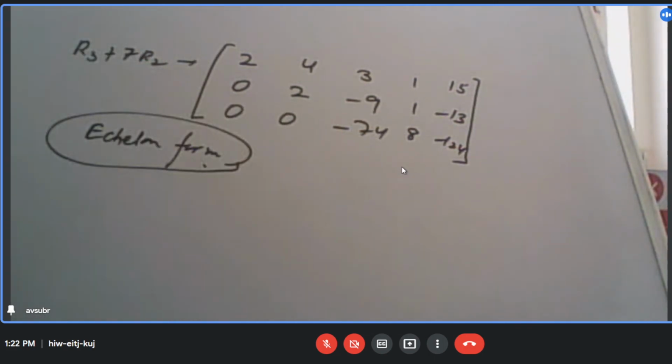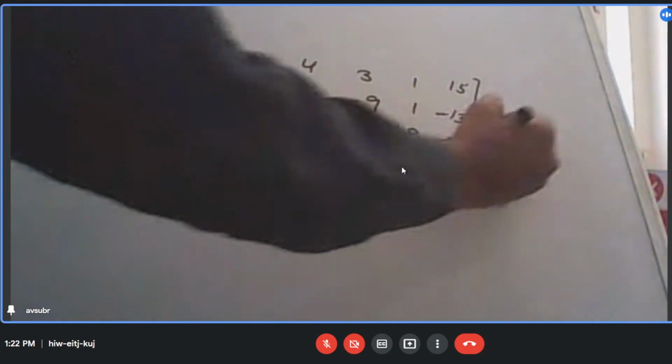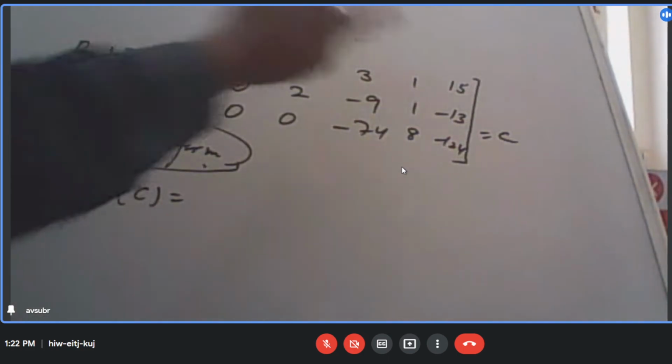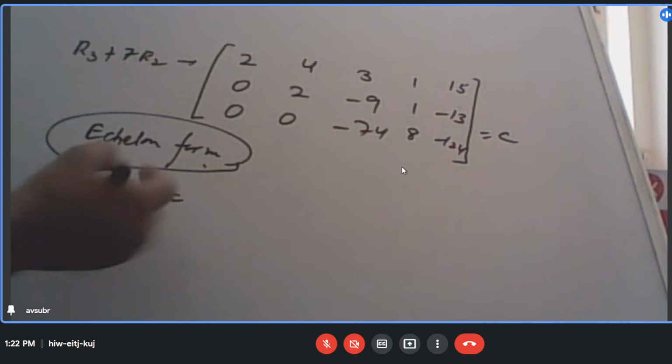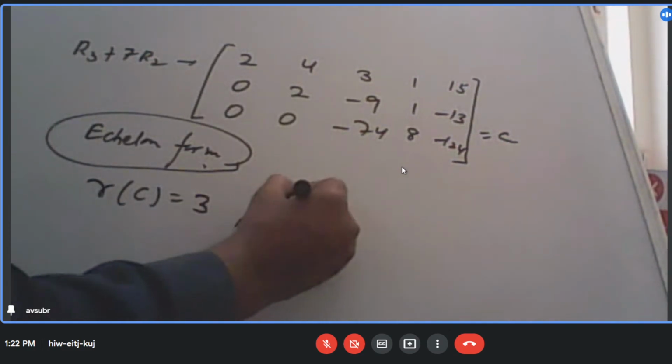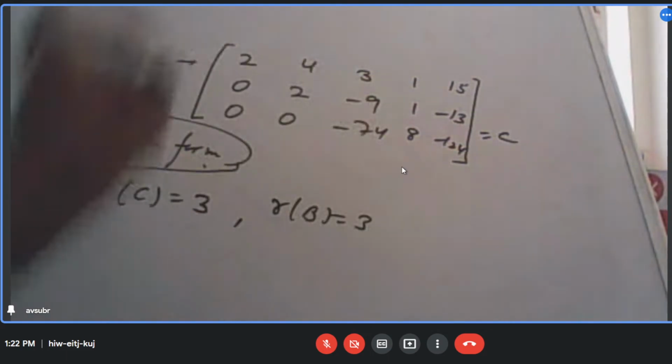Once we have achieved this echelon form, then we try to find out the rank. How many non-zero rows are there? 3. So the rank of C, the coefficient matrix, is equal to 3. So the same should be the rank of B also.